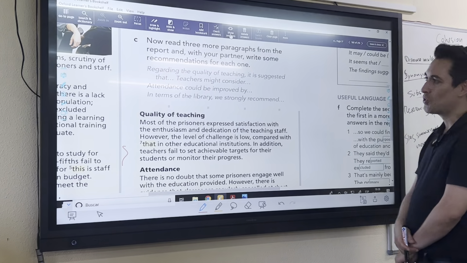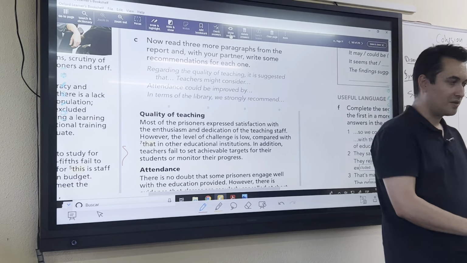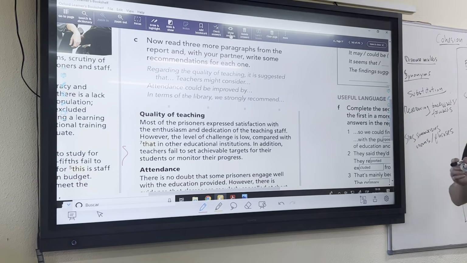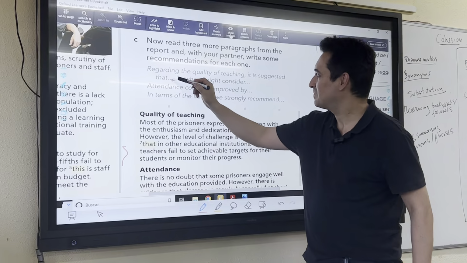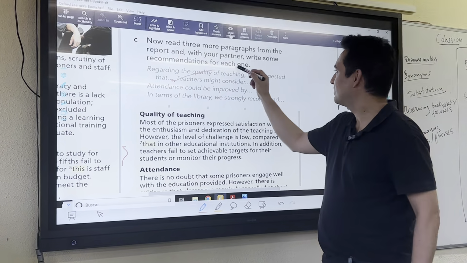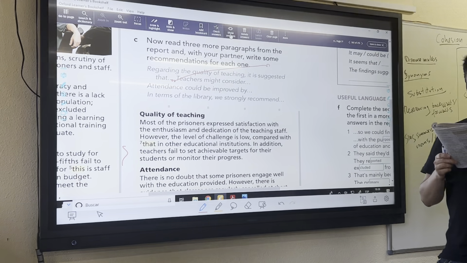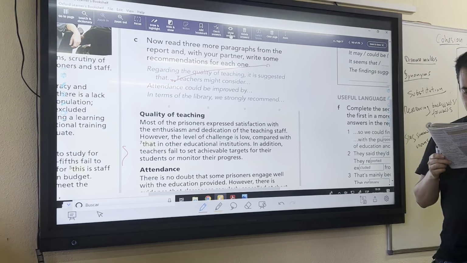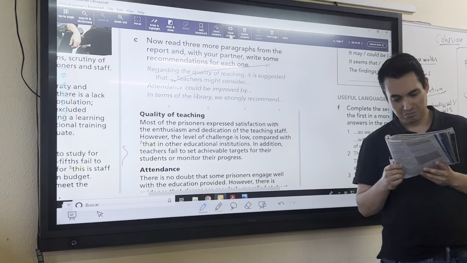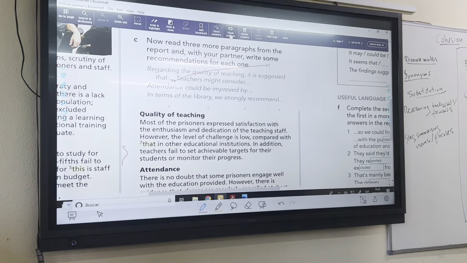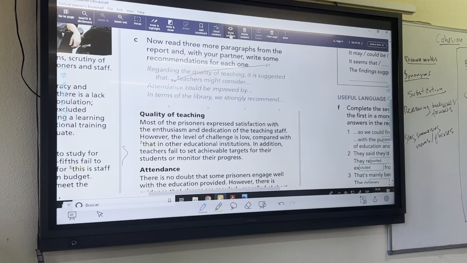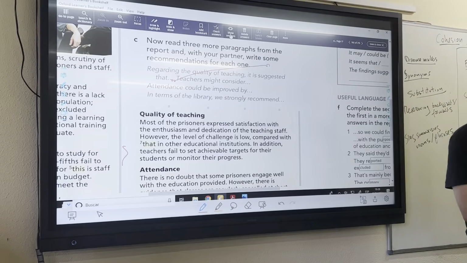Can you do the first sentence for us regarding the quality? Regarding the quality of teaching, it is suggested that teachers should establish an adequate level of difficulty. Okay. That teachers should establish an adequate level of difficulty with the task. I agree. And also setting, they should set more precise targets. Achievable goals. Yeah, very good.